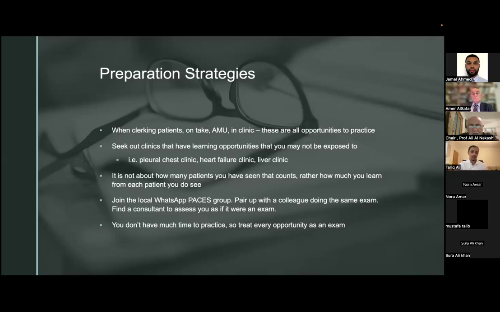Join your local WhatsApp group for PACES. There is almost every sitting a WhatsApp group. Ask around, get in contact with people, and join a group and ask your consultants. Most of them are more than happy to watch you assess a patient. You just need to buy them a coffee and get them to come and see your patient, okay?